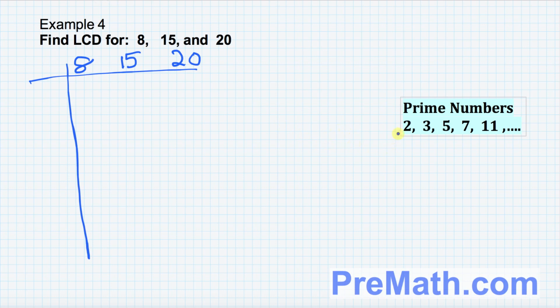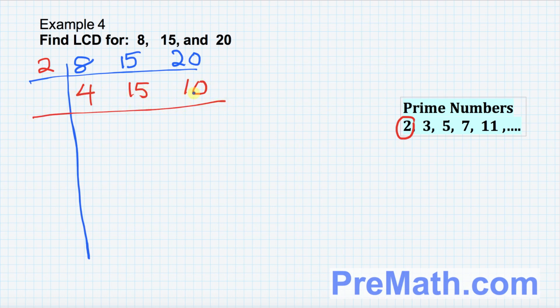And then what is the next thing we're going to do? I want you to start with 2. Obviously, 8 and 20 are divisible by 2. I want you to put down 2. 2 goes into 8, how much? 4. We know that 2 doesn't go into 15, just leave it alone. And 2 goes into 20, what? 10.